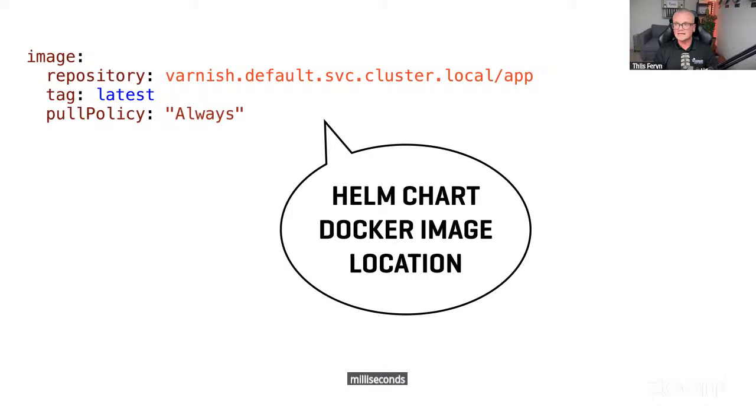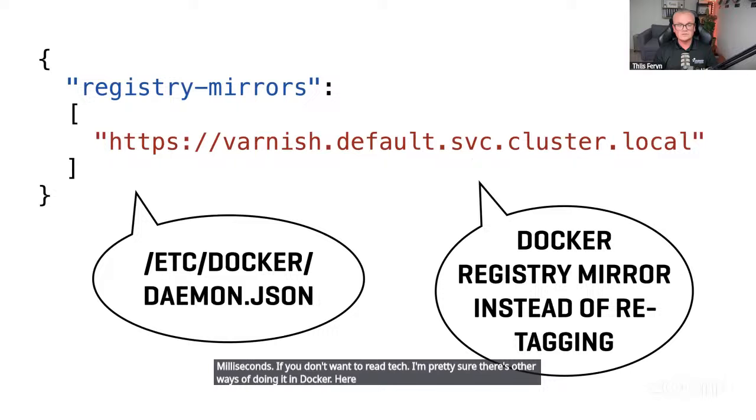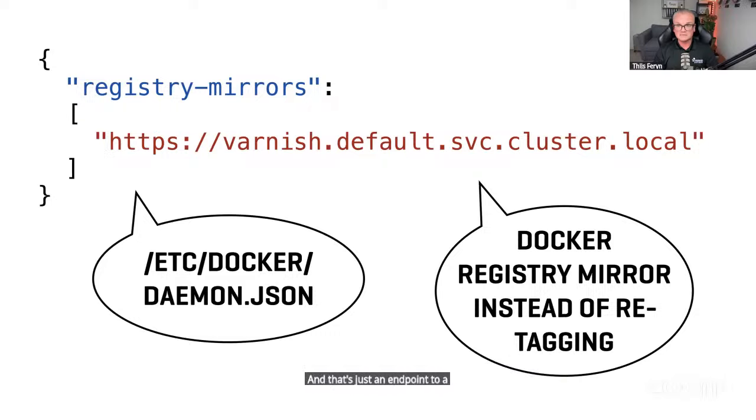If you don't want to retag, I'm pretty sure there's other ways of doing it in Docker. Here's an example: when you use pure Docker under the hood, you can register a registry mirror, as they call it, and that's just an endpoint to a pull-through cache. That's how you can do it. But enough with the Docker for now.